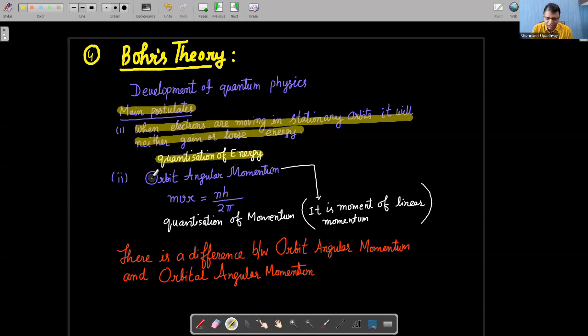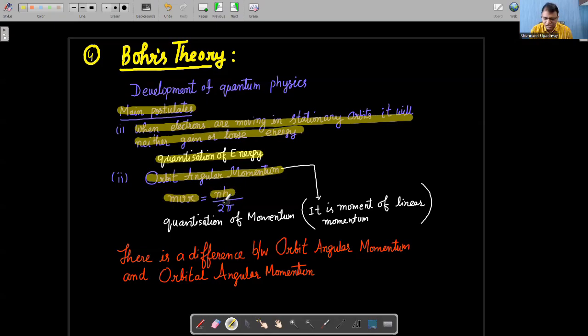The second point is orbit angular momentum. So be careful about that. Most of the students are very careless when they are reading about momentum. One is orbit and the other is orbital. Orbital angular momentum is related to Schrodinger wave equation. Orbit angular momentum is related to Bohr's theory. So in orbit angular momentum, we are saying that mvr is equal to nh upon 2 pi.